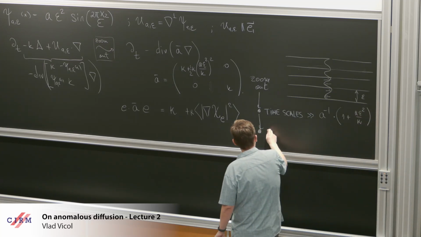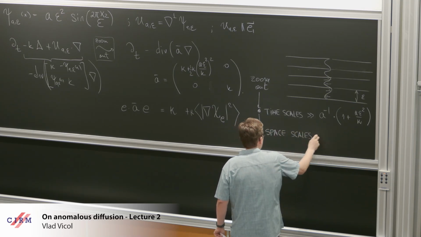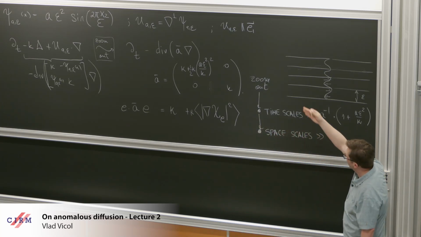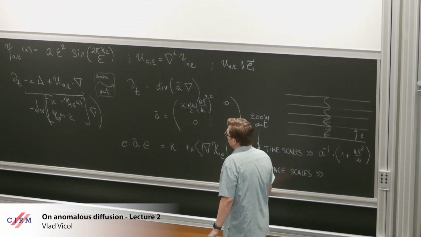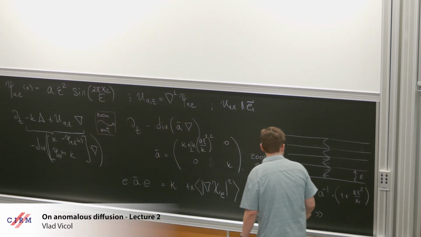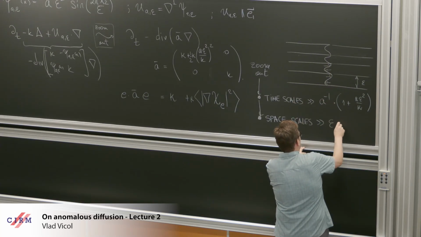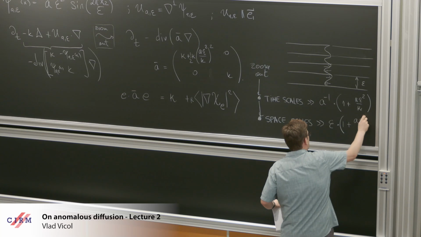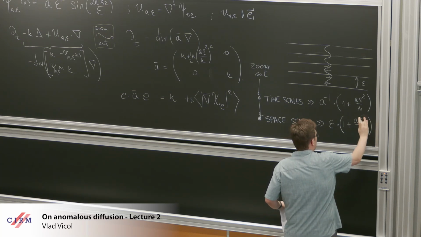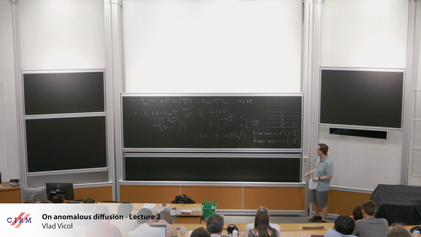And you also need to zoom out at space scales which are much bigger than the characteristic space scale of U, which is what? Well, the characteristic scale is epsilon, times the same number. So I keep writing this 1 here, but in the actual example that we're going to look at, this is always bigger than 1, so I don't have to write it. But in general, you write it, because I haven't yet chosen A.